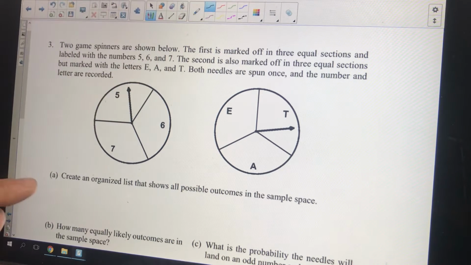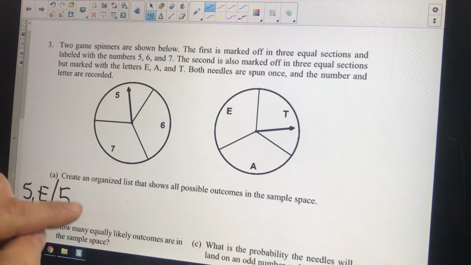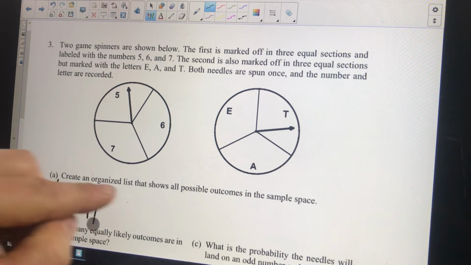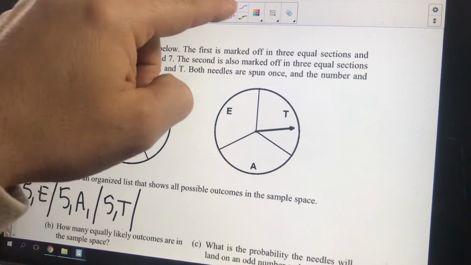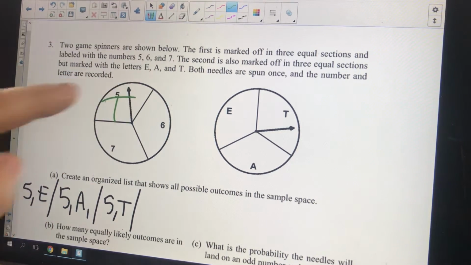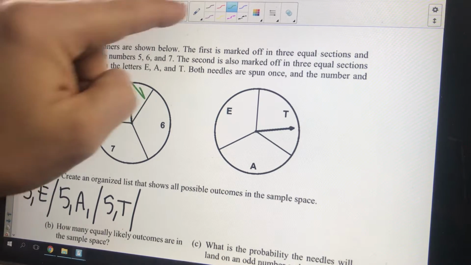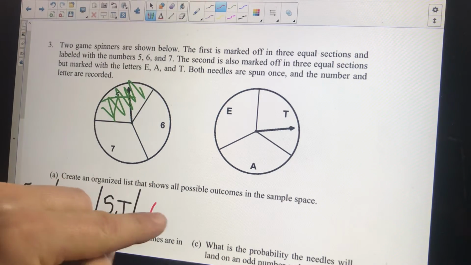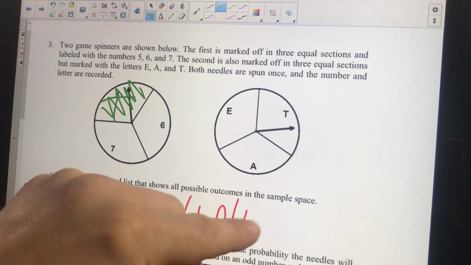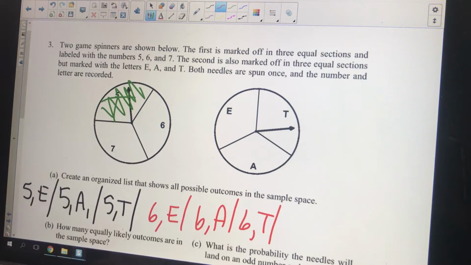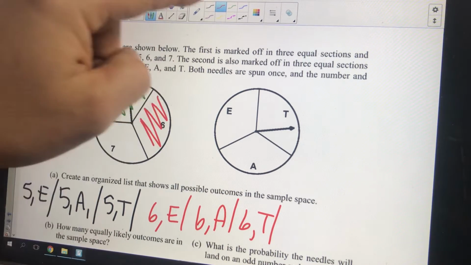Create an organized list of all the possible outcomes in the sample space. I'm going to try to keep this neat and organized. You could do a 5 and then an E, slash, a 5 then an A, slash, a 5 and then a T. So that's all the options. Now I've used everything with 5, so let me X out 5. What else could I get? I could do a 6 and an E, a 6 and an A, a 6 and a T. Everything dealing with 6, done.